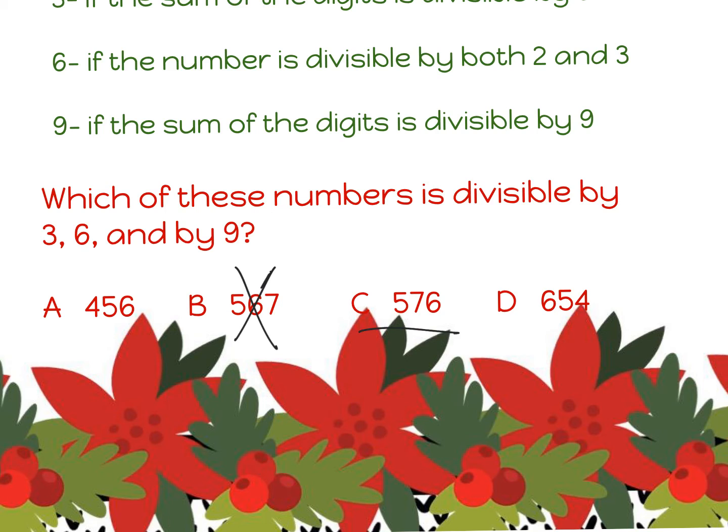Okay, let's look at C. 5 plus 7 plus 6 is still 18. I've just flipped around my last 2 digits, the 6 and the 7, so now it is even. So if it's even and it's still 18, it can be divisible by 3 and 9. It's even, so it's divisible by 2, which means it's also divisible by 6.